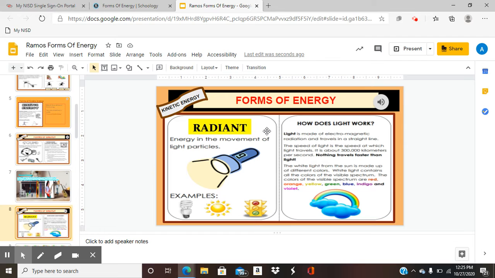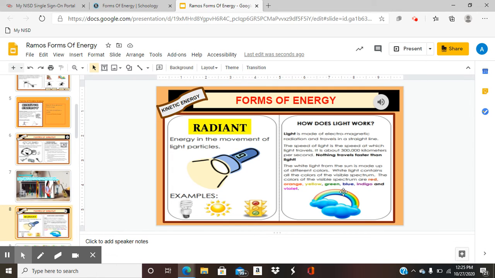Radiant means light. It's like the movement of light particles. Light is made of electromagnetic radiation and travels in a straight line. That's a little bit about how light works. The speed of light is the speed at which light travels. It is about 300,000 kilometers per second. Nothing travels faster than light.